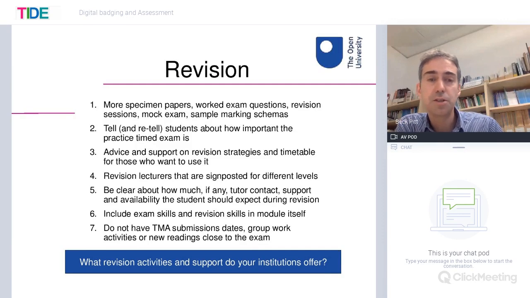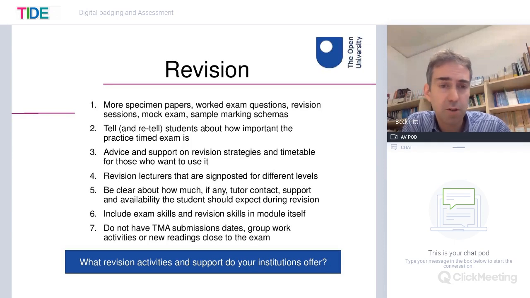Issues also came up around revision. Again, very importantly included, just getting previous specimen exam papers, getting worked examples of examination papers, mock exams, and the sample of marking schemas. And that's something which we still don't do as widespread practice, but is being done by some other universities, in the sense that you more clearly show how you plan to mark the examination, and that helps the learner to understand where they can get marks, where they may be losing marks, and helps them to appreciate the process from the marker side as well, which many learners find very helpful.